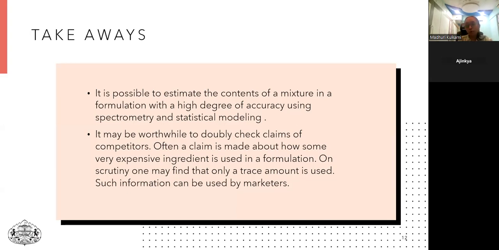So for example, food adulteration. These things can be checked by using chemometry and statistics together. So this was the conclusion, that on scrutiny, one may find that only a trace amount is used, and such information can be used by the marketers. So one should be very careful.